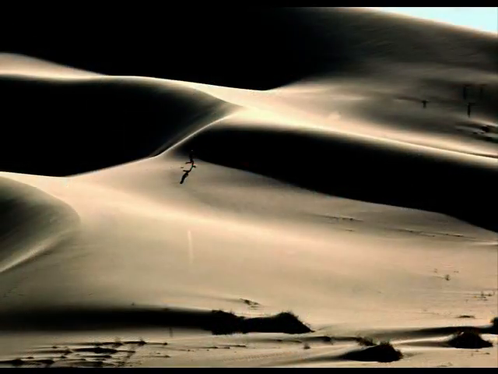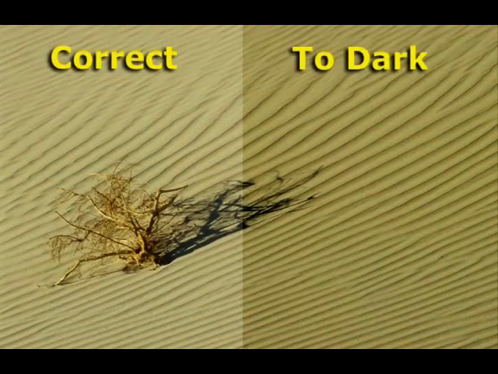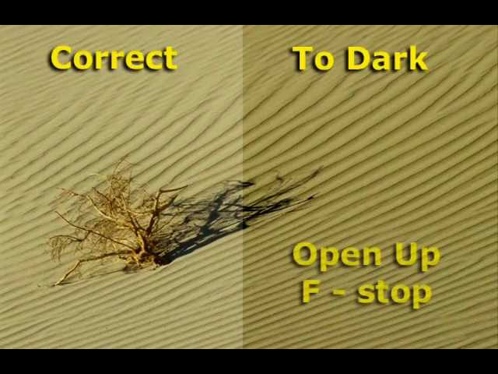Scenes lighter than middle gray, such as snow scenes or bright sand, reflect more than 18% of the light falling on them. The auto exposure system doesn't know the scene should look bright, so it calculates an exposure that produces an image that is too dark. To lighten the image so it matches the original scene, you must override the camera's automatic exposure system to open up your aperture.